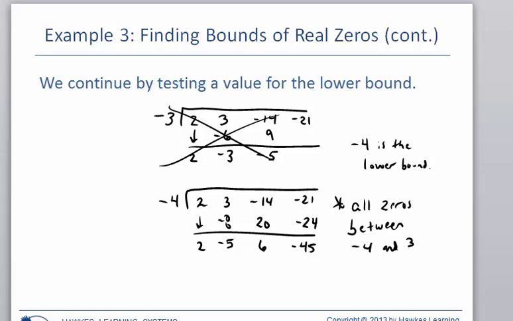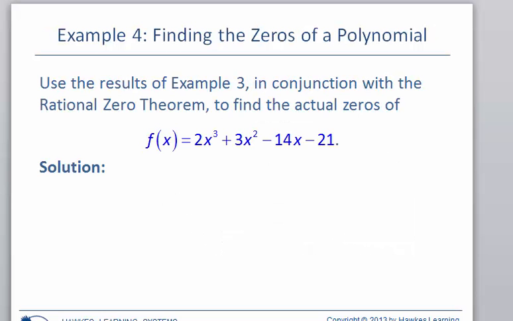Okay, so how do we use this? So we're going to take the results in conjunction with our rational zero theorem, and we're going to find these actual zeros for this polynomial. So remember that your rational zero theorem says that you're going to identify this negative 21 as your P, and this positive 2 leading coefficient as your Q. And you're going to look at factors for each one.